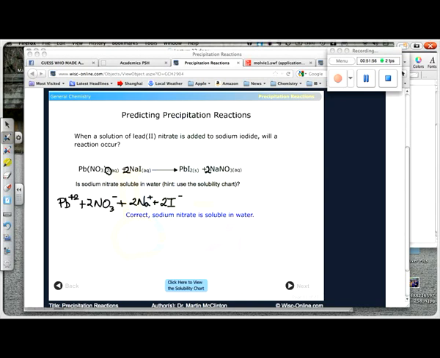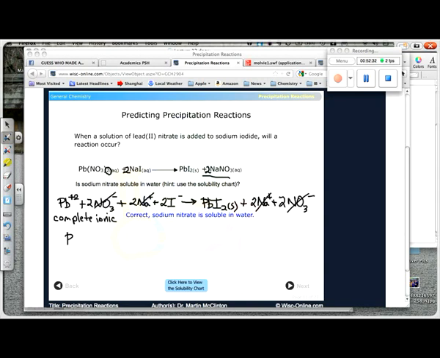Solid, leave it alone. And then the 2 here distributes. So 2 Na plus, 2 nitrates. And that's my complete ionic equation right here. Now to get my net ionic, I cancel out the spectators. Nitrate is a spectator, and sodium is a spectator, both high on the solubility chart, so that's why.